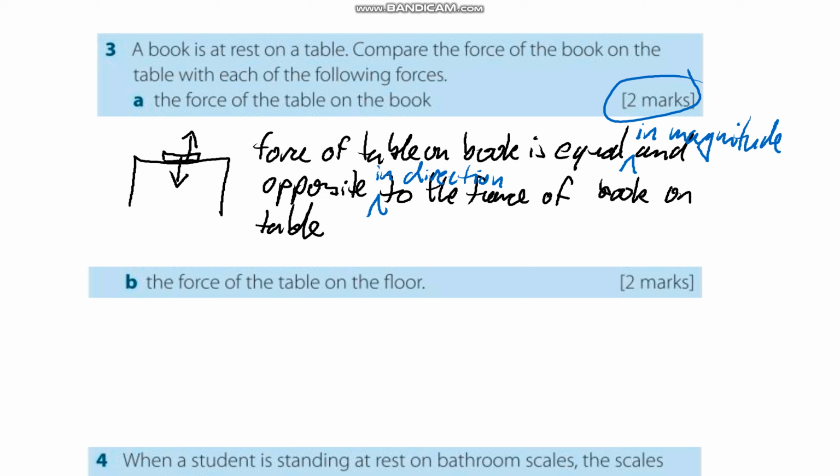Then the force of the table on the floor. Now this time, remember what we're doing, if we go back to the question, it says compare the force of the book on the table with each of the following forces. So the force of the book on the table compared to the force of the table on the floor. Now it stands to reason that a book weighs a lot less than the table that it is on. Therefore the force of the table on the floor is going to be greater than the force of the book on the table.